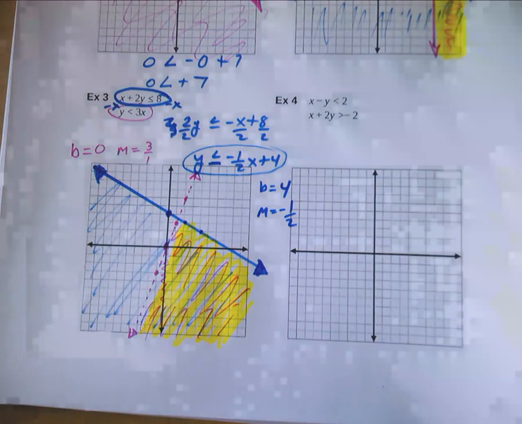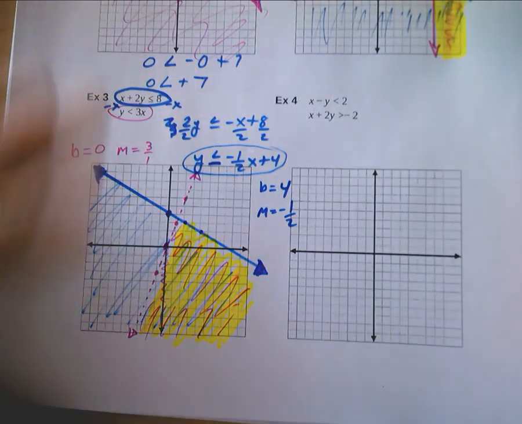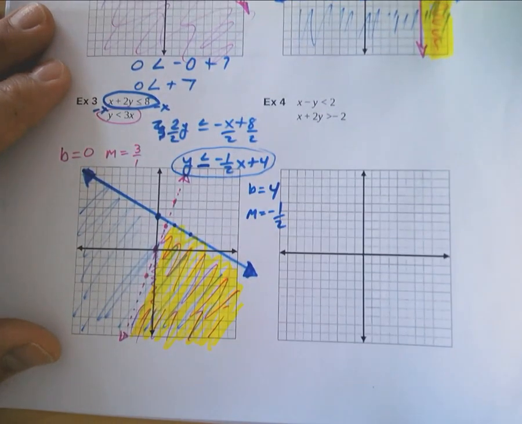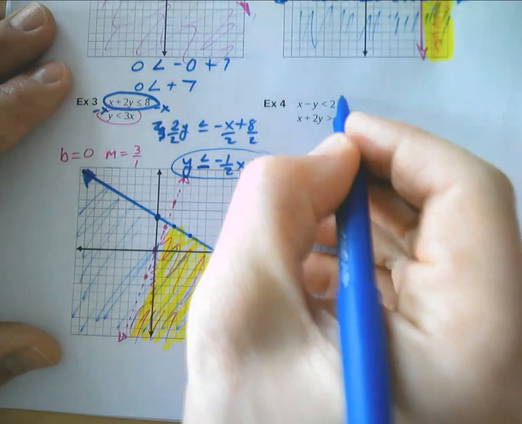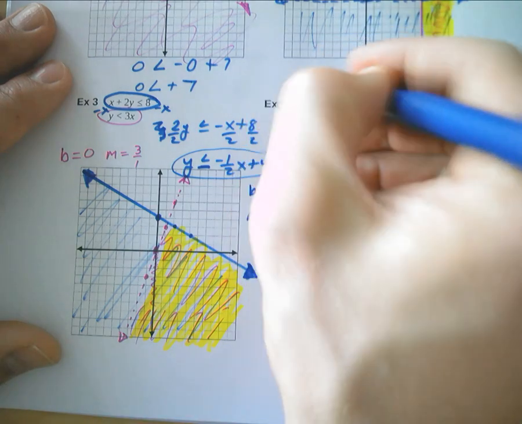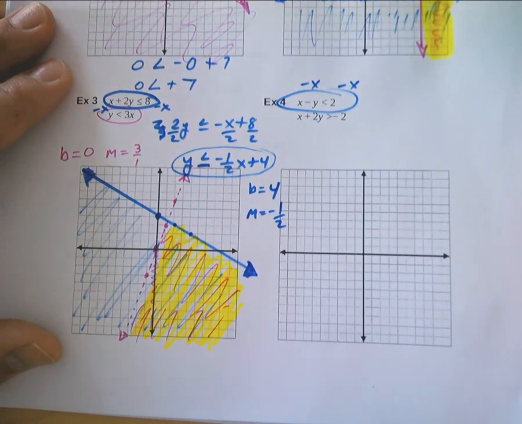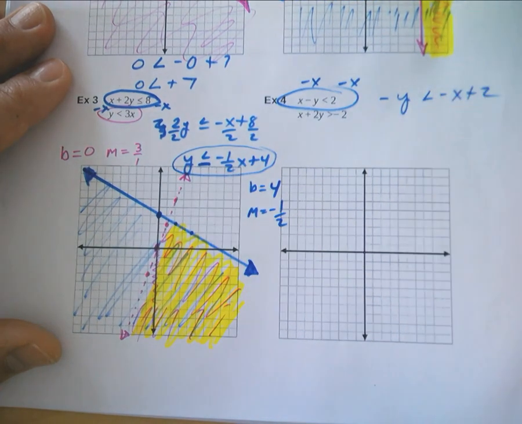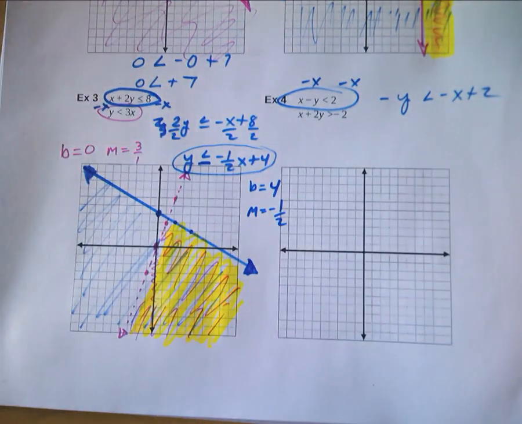All right. I want to talk about this last one because there's something crazy that happens that I want to refresh your memory. So when I take a look at this one, we'll do this one in blue. I've got x minus y is less than 2. So the first thing I would do is move that x over. So I'm going to use subtraction. Now I've got negative y is less than negative x plus 2. And I have one more thing I got to do.